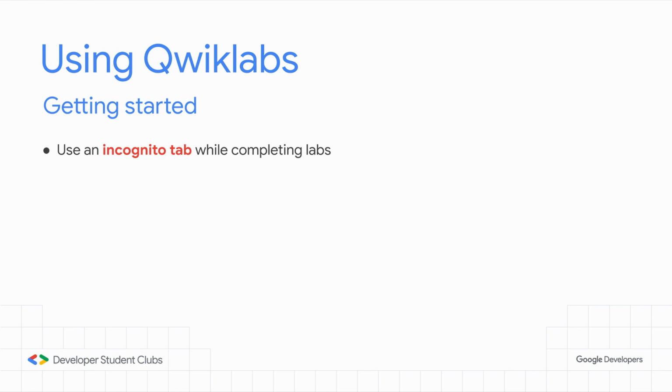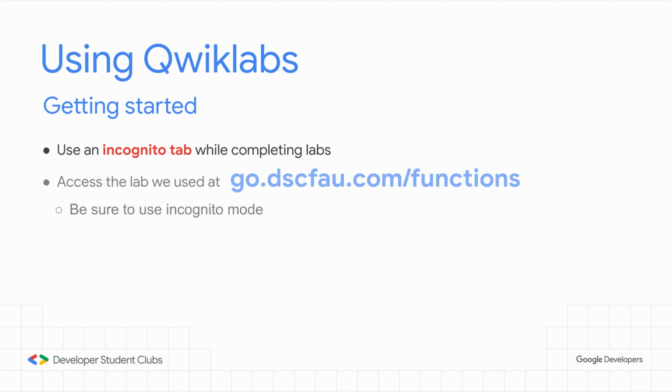By using Incognito Mode, you also add an extra barrier between your Google account and the Qwiklabs provided account. This ensures that you're not signed out of your personal or school account at the end of the lab, which will happen if you use your primary browser session.